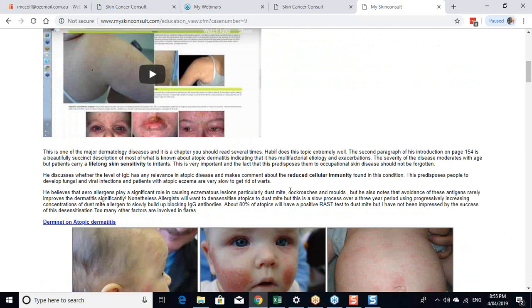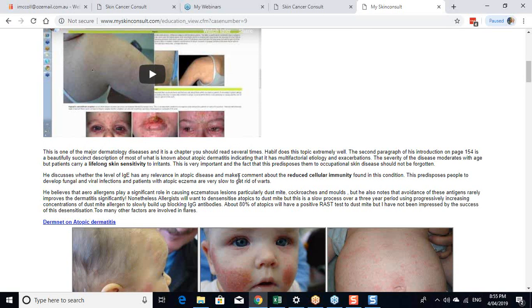Because of that loss of barrier function, the skin is often dry and irritable. So the skin needs to be moisturized. It needs to be protected. And all atopics, irrespective of their age, will need to keep soap use to a minimum, will need to moisturize the skin and protect the skin by having cotton next to the skin, no wool or any other fabrics that are going to irritate it.